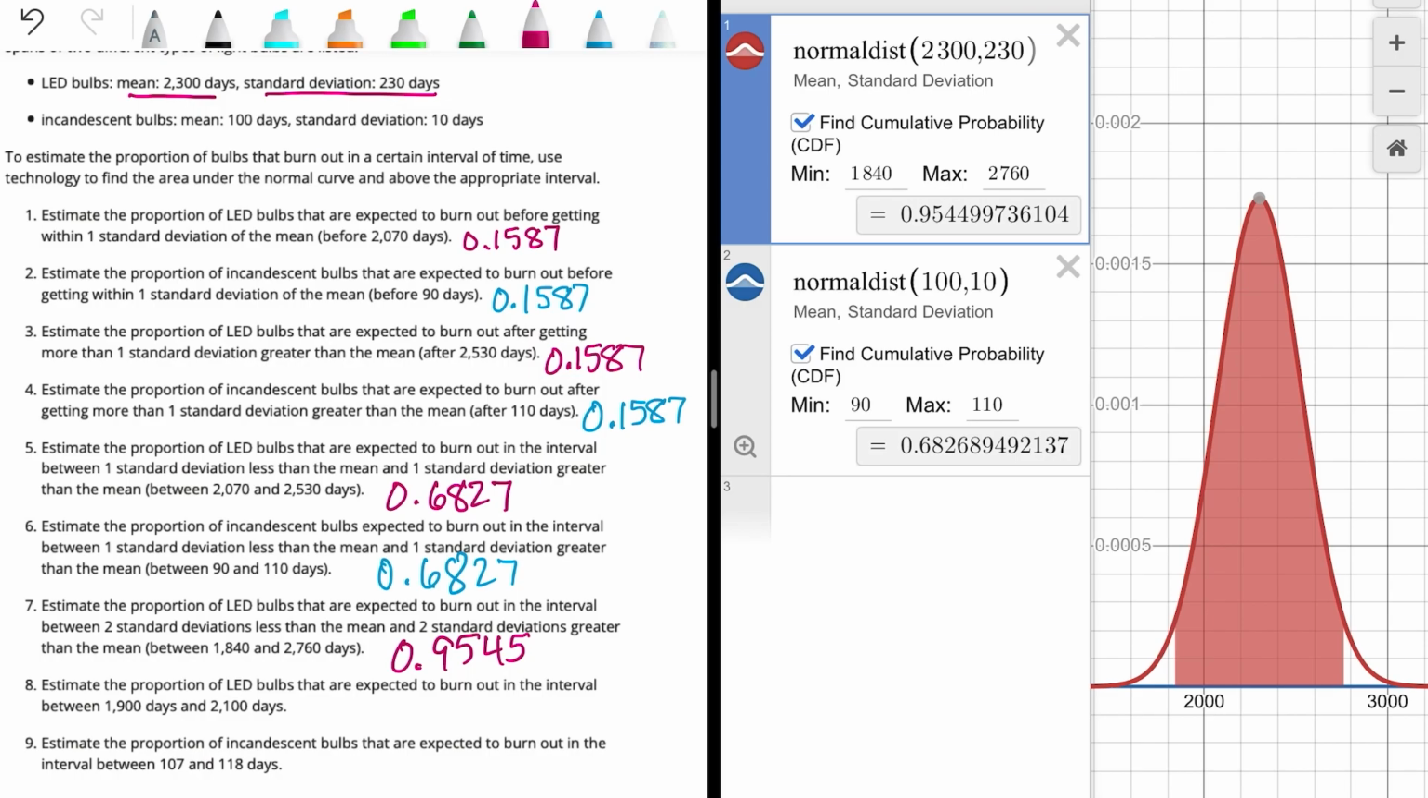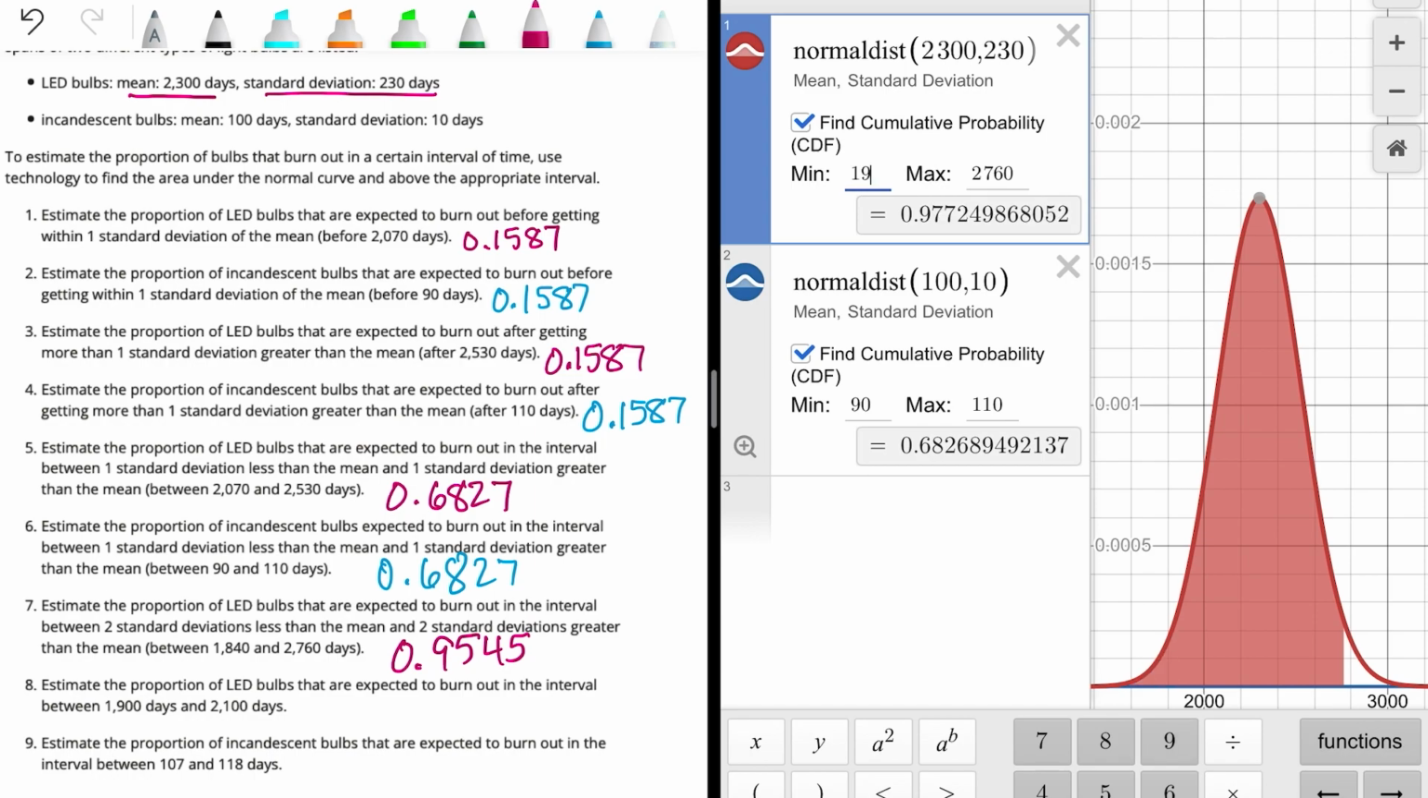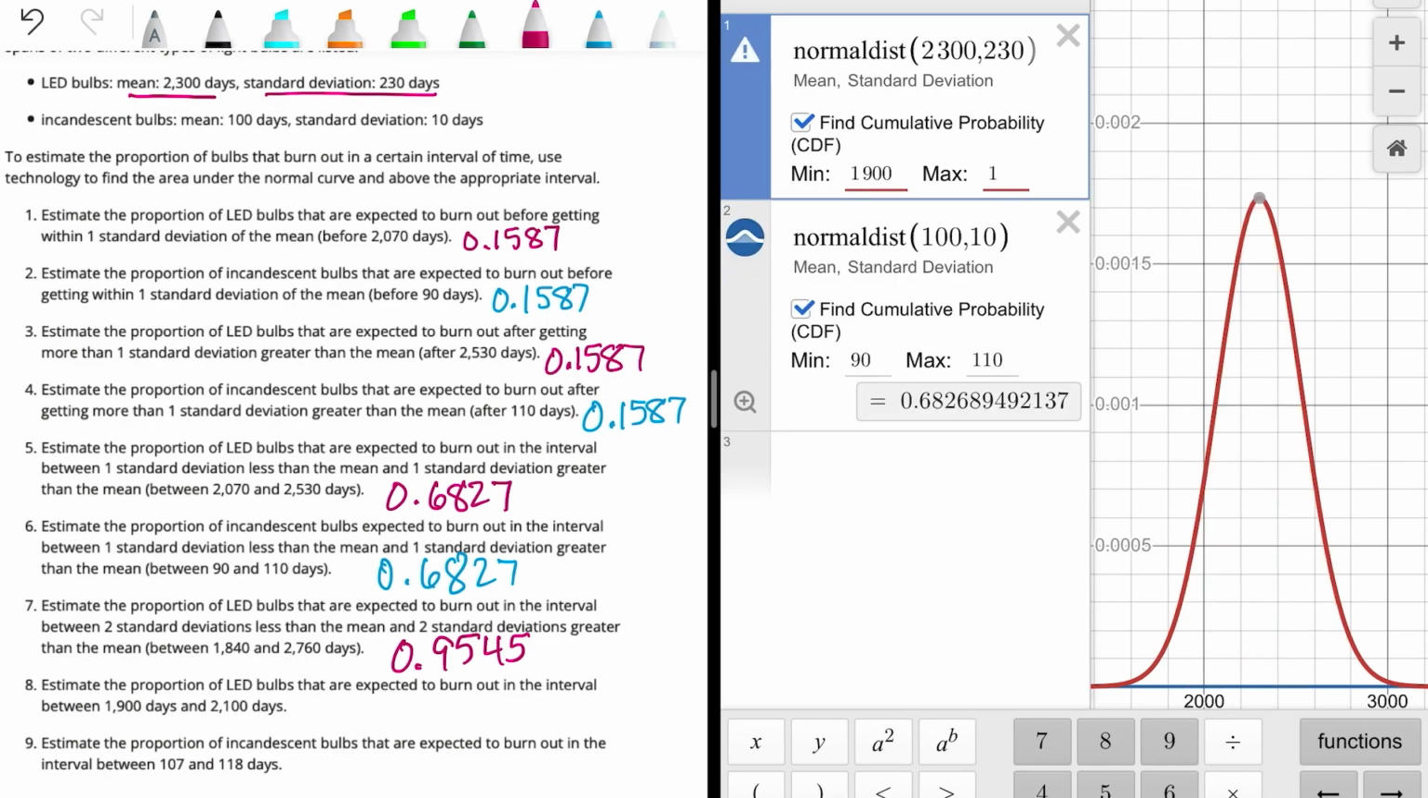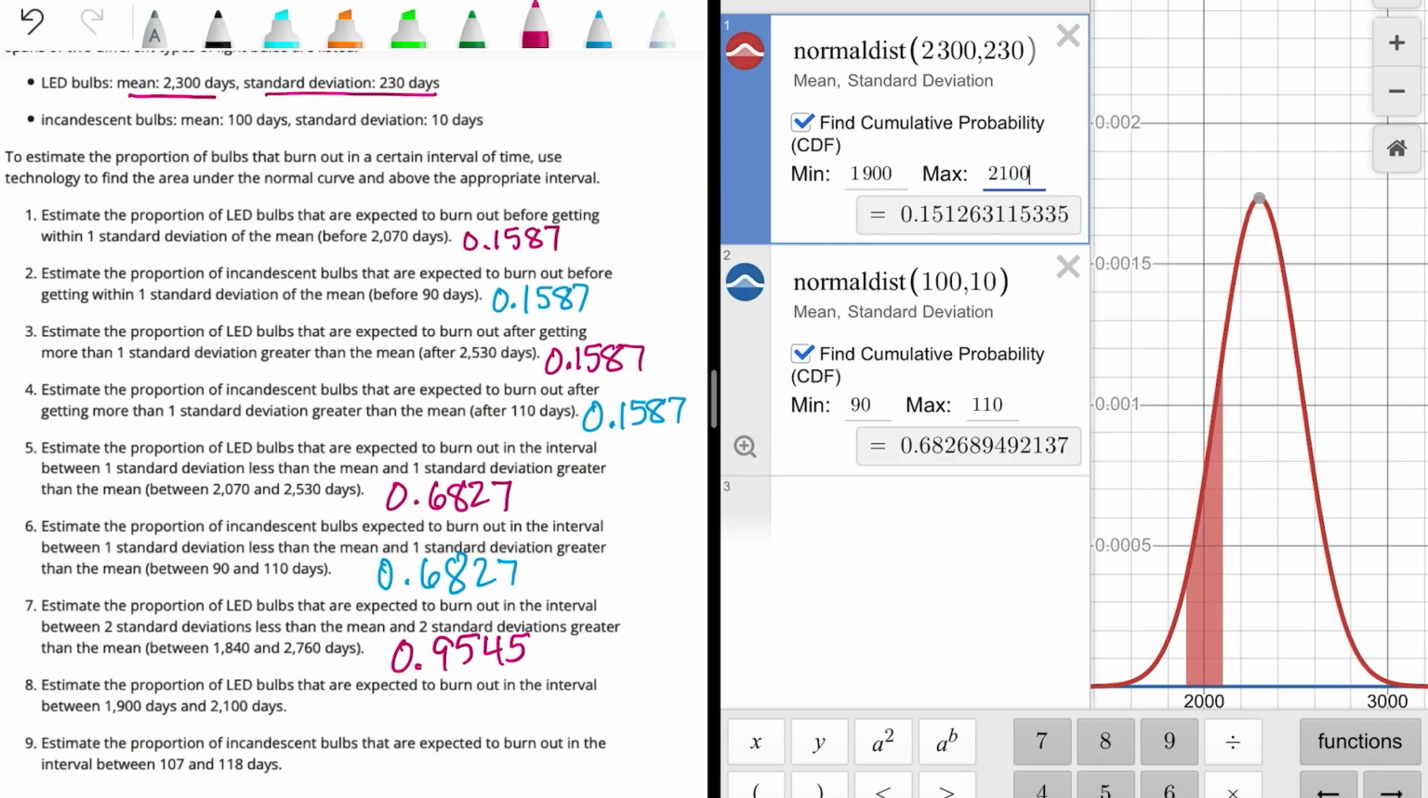All right, number 8, we're estimating the proportion between 1,900 days. So now we're not looking at a specific number of standard deviations. We're just looking at some number of days, right? And so for this one, if we're looking at between 1,900 days and 2,100 days, it's going to be 0.1513. So a little more than 15% of the bulbs would be expected to burn out between 1,900 days and 2,100 days.